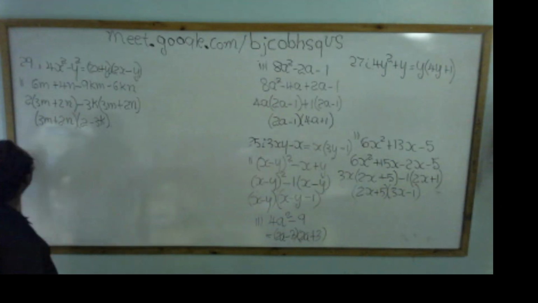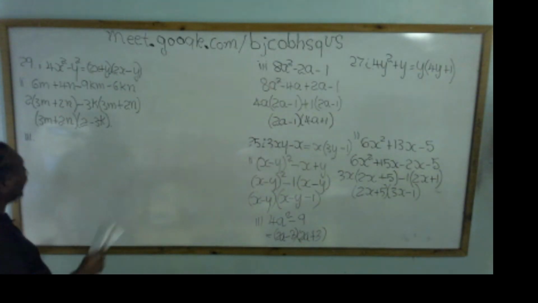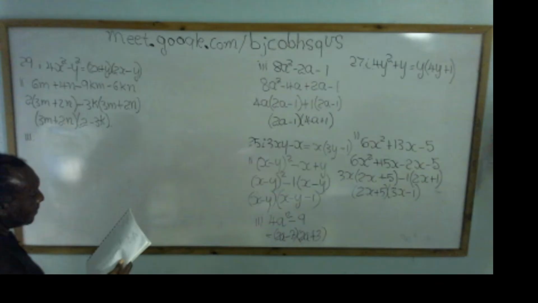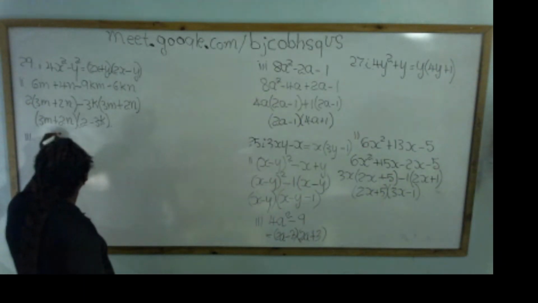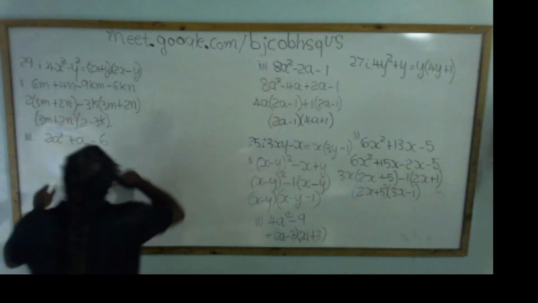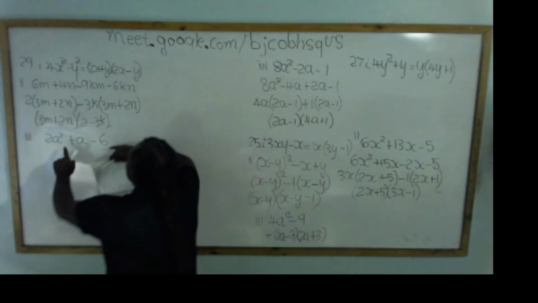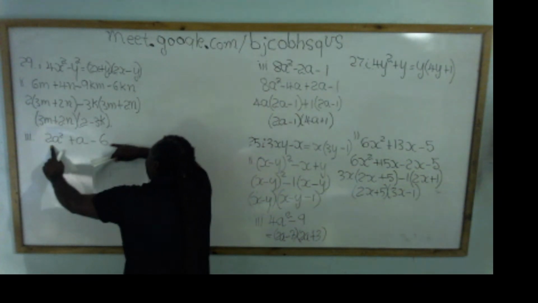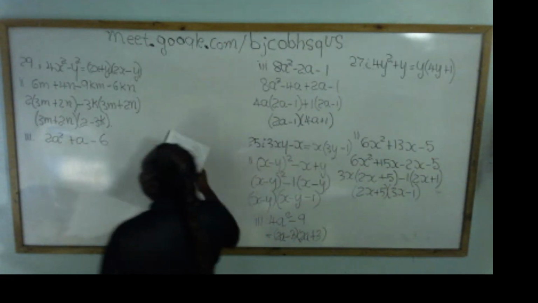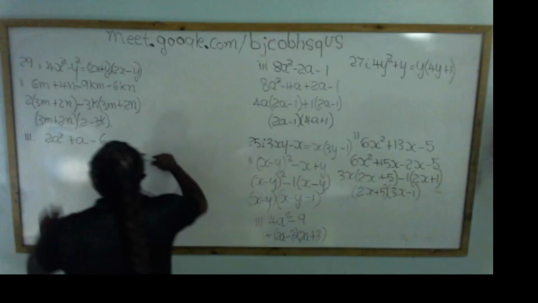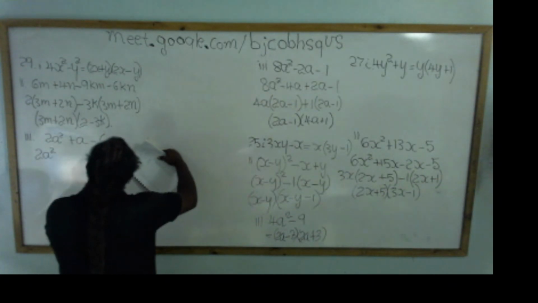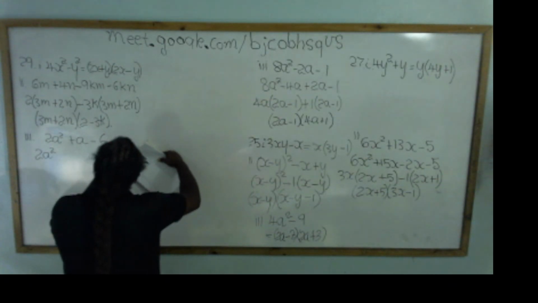Finally, Roman 3 for number 29. 2a squared plus a minus 6. The two numbers will multiply to give us a negative 12. They have a product of a negative 12 and a sum of positive 1.